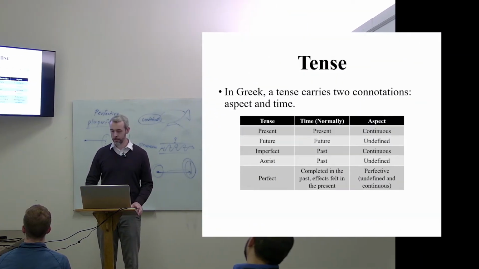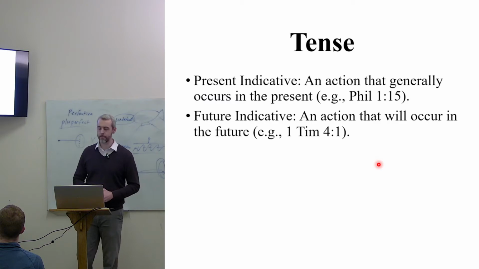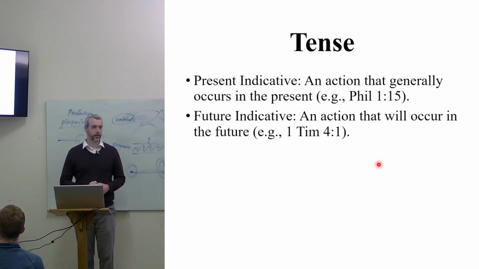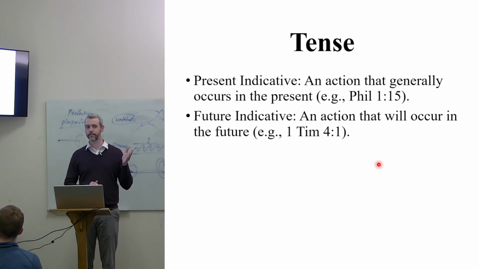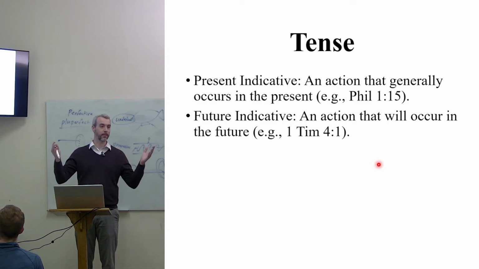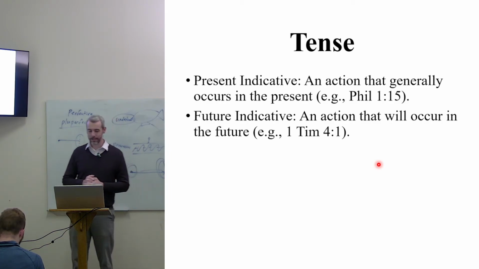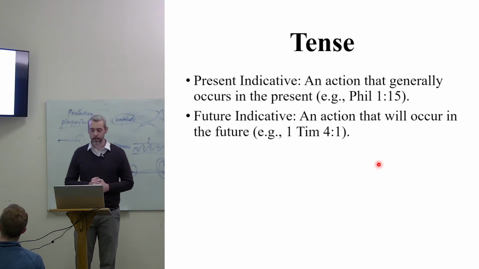All right, so let's talk a little bit more about each of these and see some examples. So present indicative. Again, present, we've already been talking about. Let's just review. What does indicative mean? The way it is. We're talking about reality, not as a may do this. This is happening type idea. So present indicative, action that generally occurs in the present.